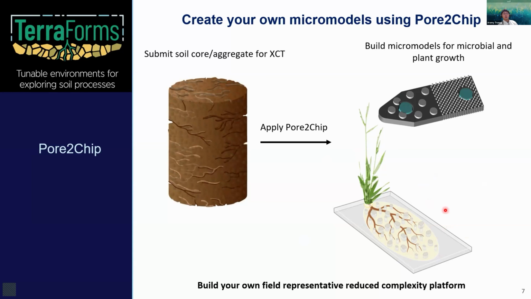So if you submit a soil core for MONet, you can have Billy do all of the analysis and get you the information that you want, including the segmented pictures of the XCT scans, and then you can use PortaChip to make actual physical micromodels for experiments.